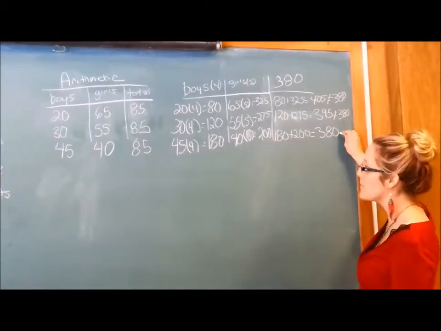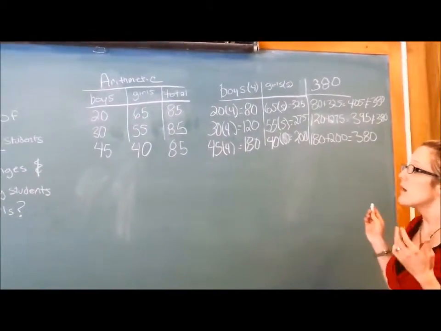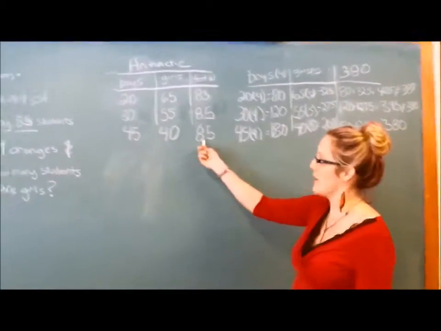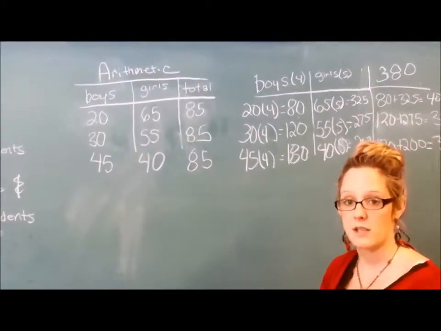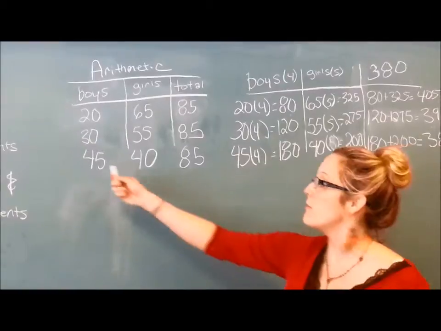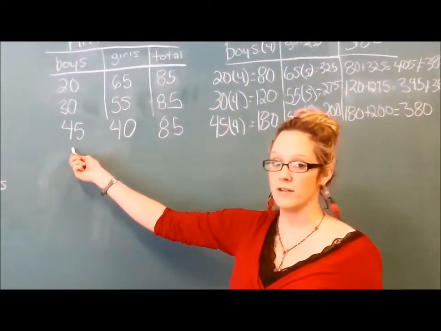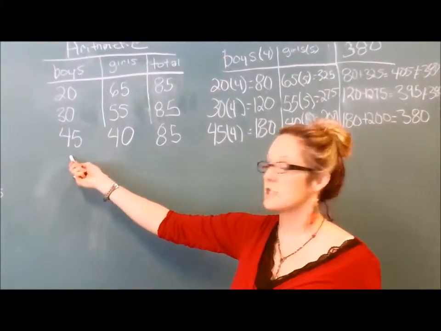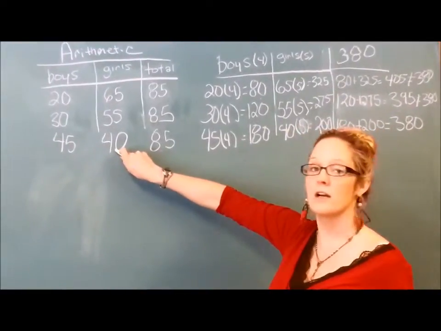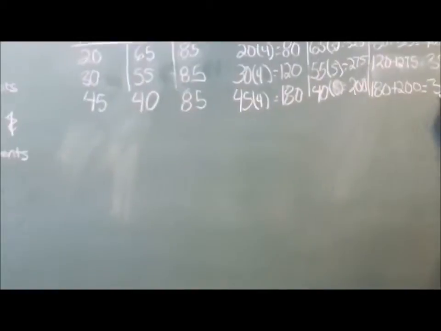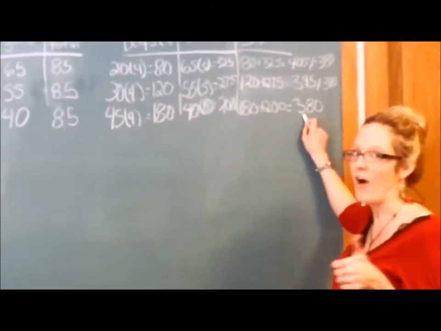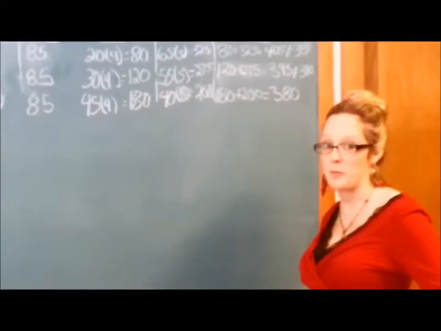Okay, so what does that mean? That means that if we have 85 students in the class, there'll be 45 boys that will get 4 oranges apiece, and we'll have 40 girls that get 5 oranges apiece, for a total of 380 oranges. Got it? Alright, now, let's try the algebraic way.